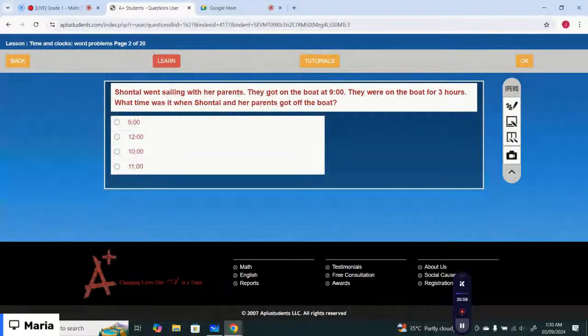Shontal went sailing with her parents. They got on the boat at 9. They were on the boat for 3 hours. What time was it when Shontal and her parents got off the boat? So which is the correct option?